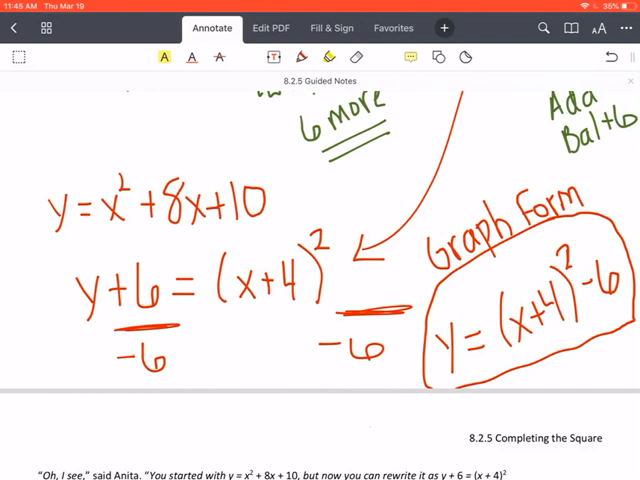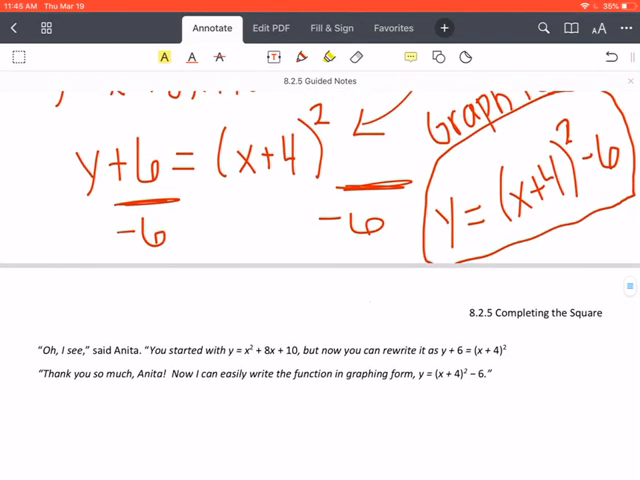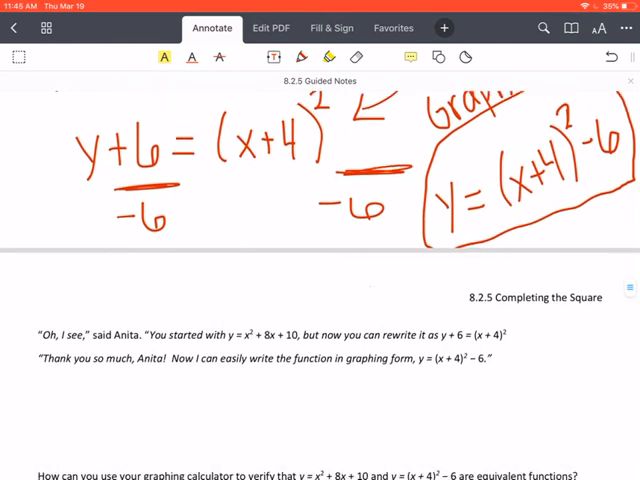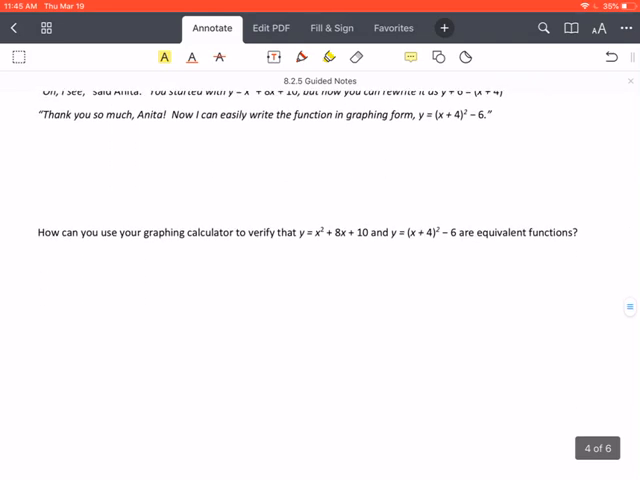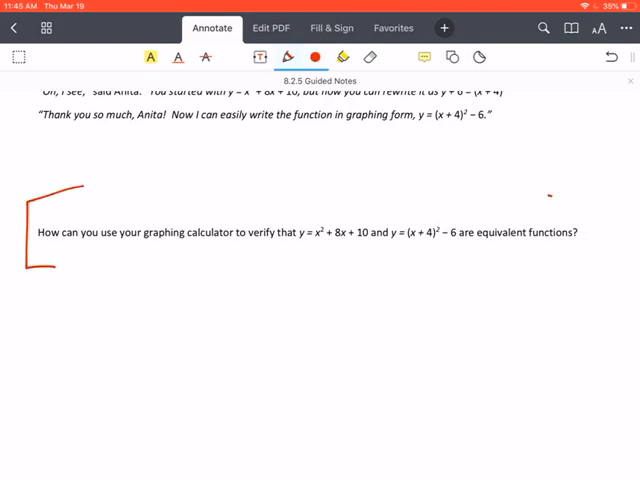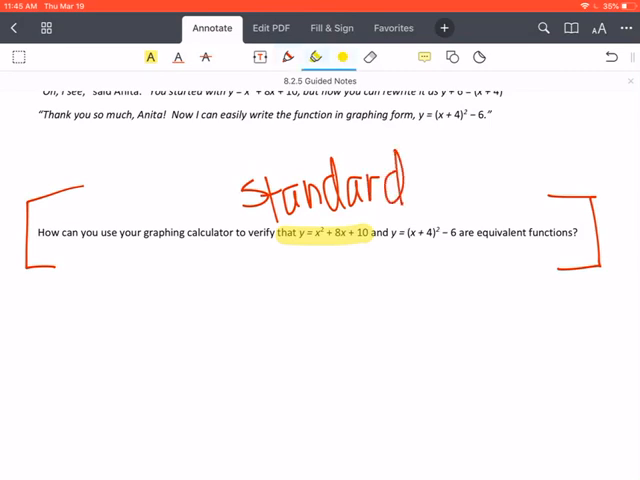Okay, that was a lot to take in. So I'm going to skip the final dialogue because, as you guys know, I always get ahead of myself. And I do want to go over one more question before we do a from scratch practice problem. This is a review from before spring break. It asks, how can you use your graphing calculator to verify that this standard form is truly, sorry, I am really sloppy with this stylus, is truly the same as this graphing form?